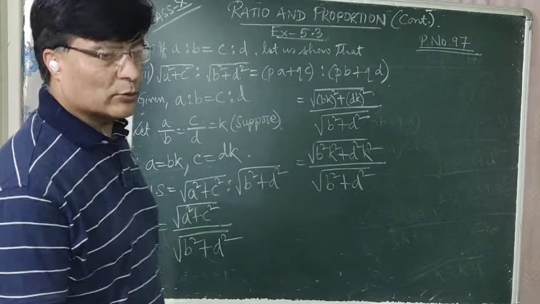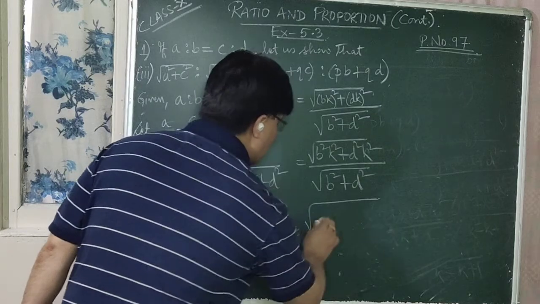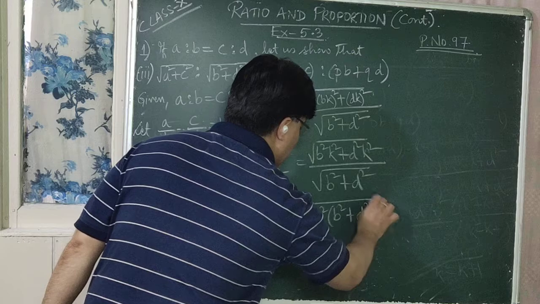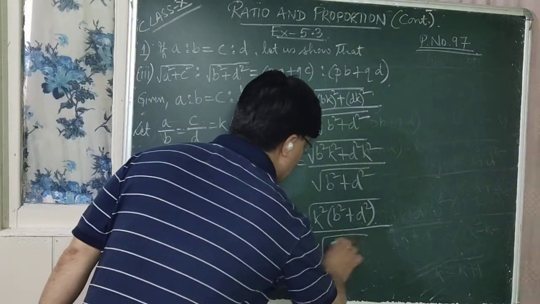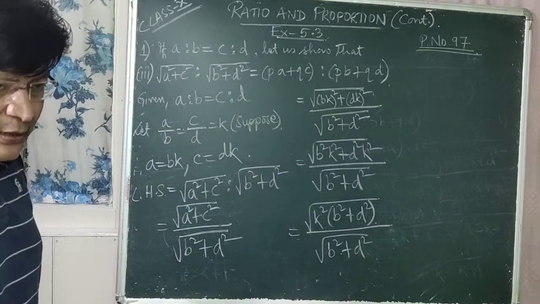Now in the numerator, what is common out there? Root over, what is common here? K square, within bracket we have B square plus D square whole, divided by root over B square plus D square. Is that clear?